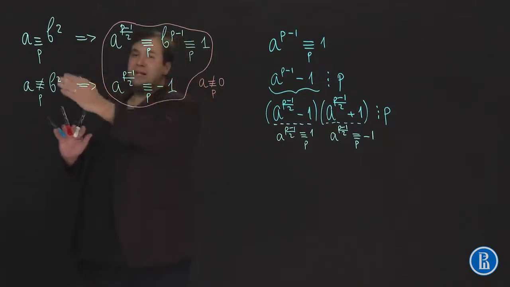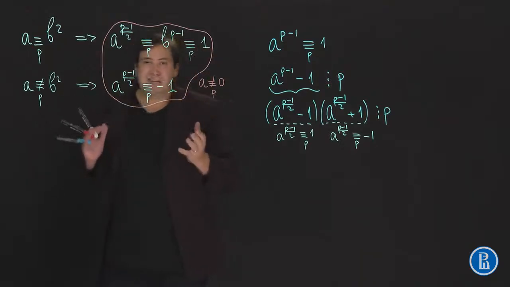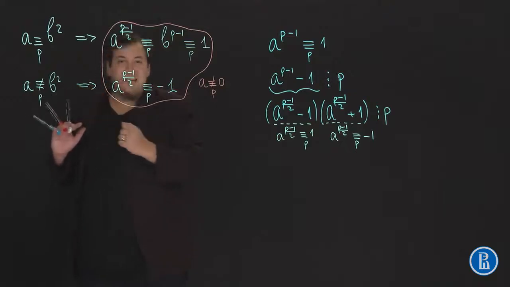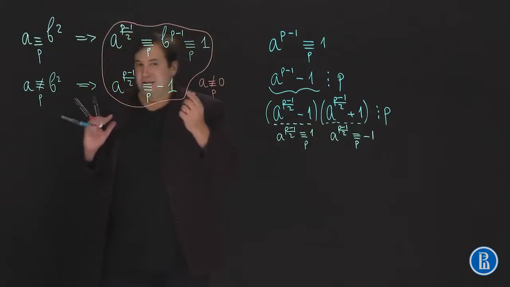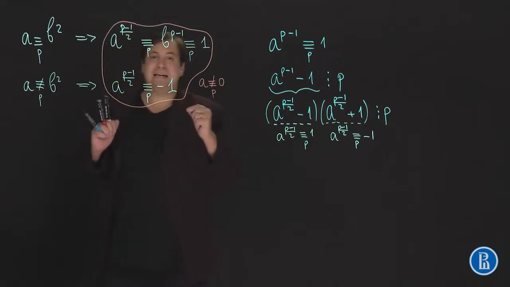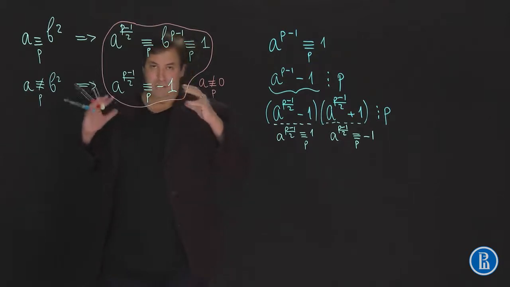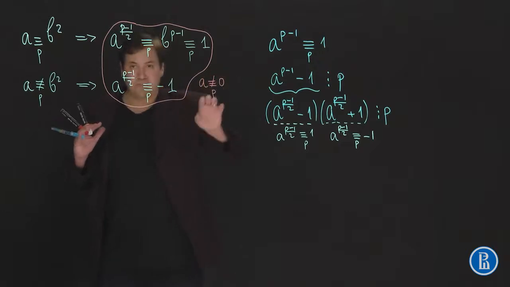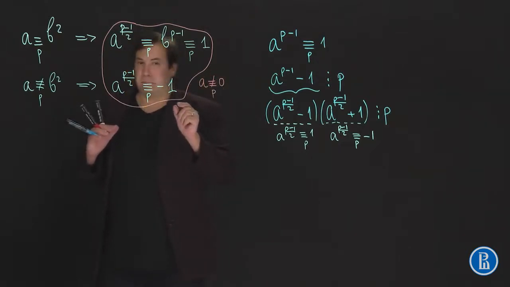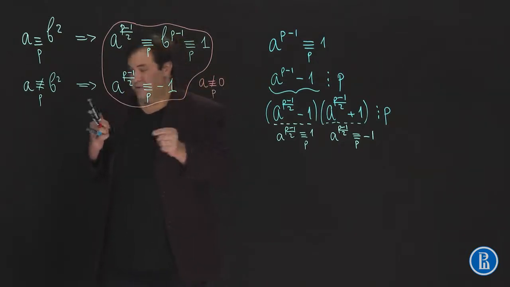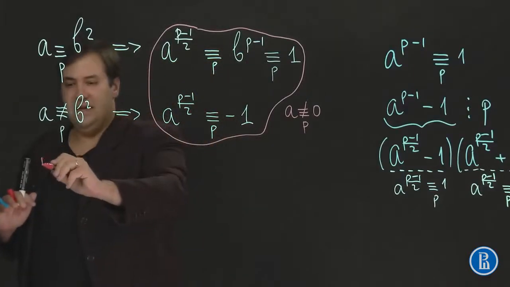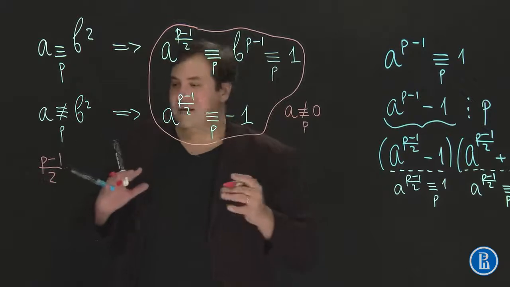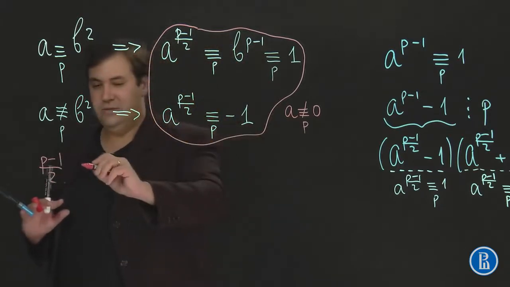If we take a quadratic remainder, we will get 1. But why do we get minus 1 in case A is not a quadratic remainder? Recall that we know the exact amount of quadratic remainders modulo P. If we exclude 0, then there are exactly (P minus 1) over 2 quadratic remainders. Let's write this down. So there are P minus 1 remainders in general, and (P minus 1) over 2 quadratic remainders.